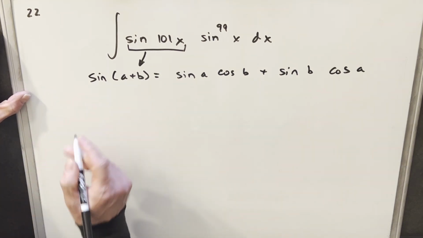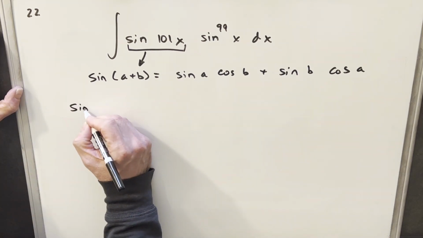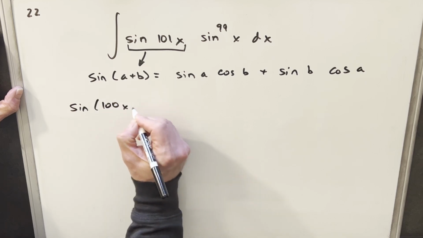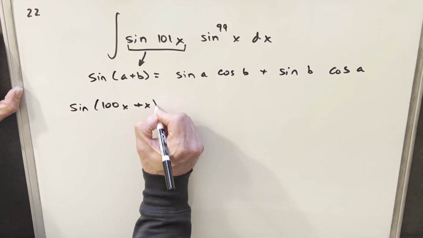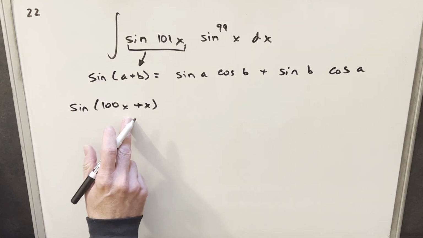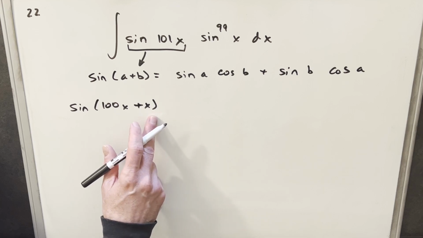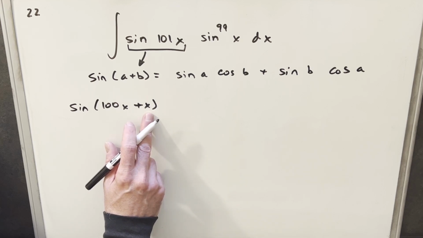And what I think is going to be the best way is if I write this, using this formula, as sine 100x plus x. So you notice I could have applied this any number of ways, right? I could have chosen 95x plus 6x. The nice thing about this is just having an x here.